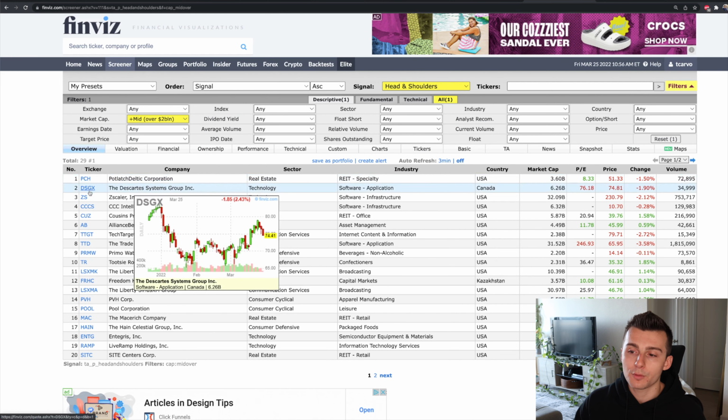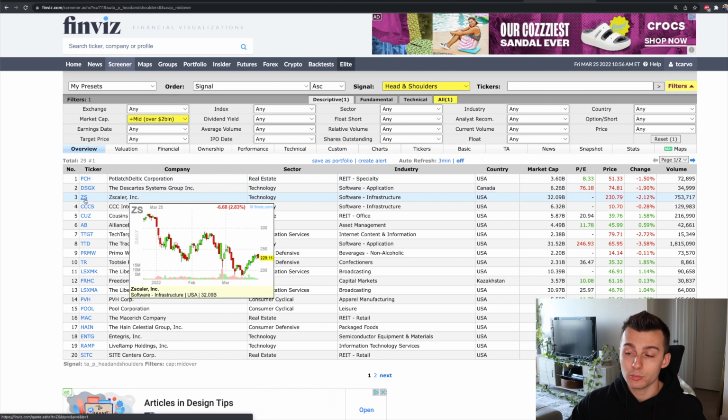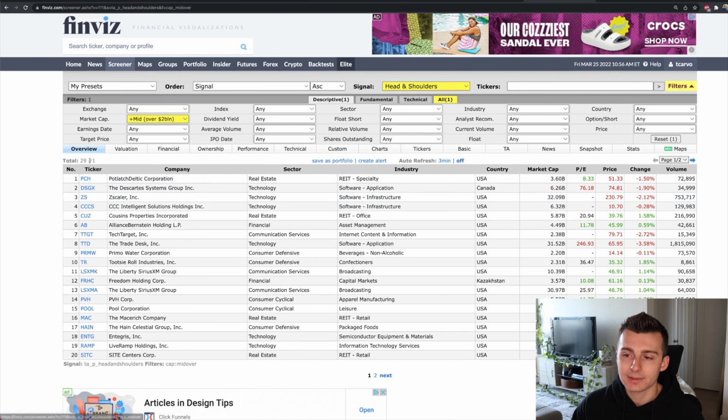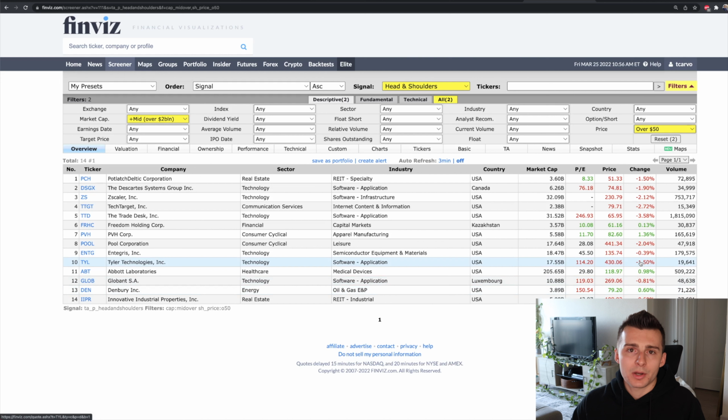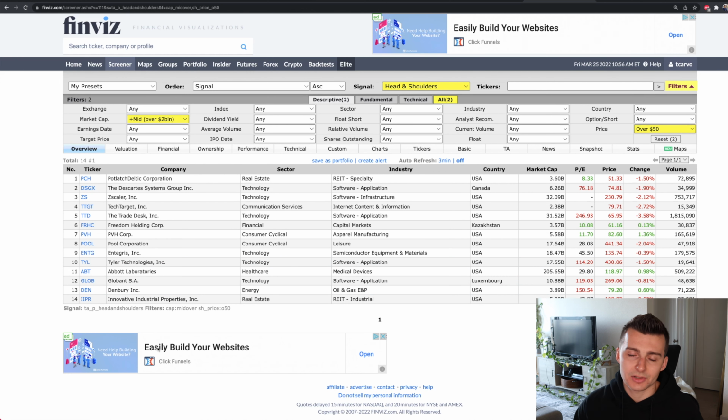And of course, we can hover over all of these stocks to get a quick look at the past few months on the chart. But let's say I want to narrow it down even more. Let's say I want to go to price. I want to look at stocks that are over $50 per share. Why would I want to do that? Well, that's because I might want to play options, or I'm not a fan of stocks under 50 bucks, or I like the higher price points. It's up to you. Now I have 14 stocks from here. I think we're in a good spot to kind of play this out.